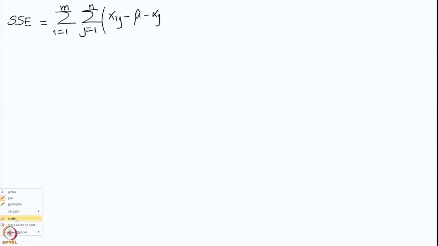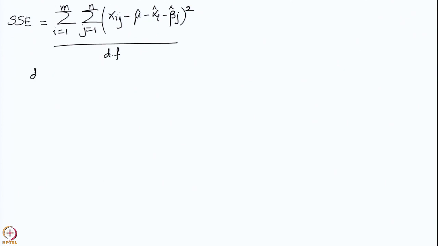Let us move on. So then the sum of squares of error we can define as summation i equals 1 to m, summation j equals 1 to n, x_ij minus mu hat minus alpha i hat minus beta j hat whole square, divided by some degrees of freedom. Let us calculate this degrees of freedom.